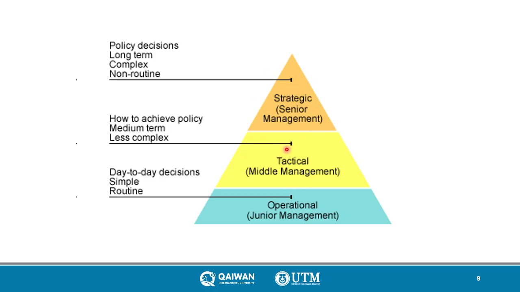Now, the tactical and middle management will get, let's say, medium-term or less complex orders, maybe monthly reports. And the senior management would be the board, and they would process the information that they would get from the business intelligence, and they would decide for the next 10 years.